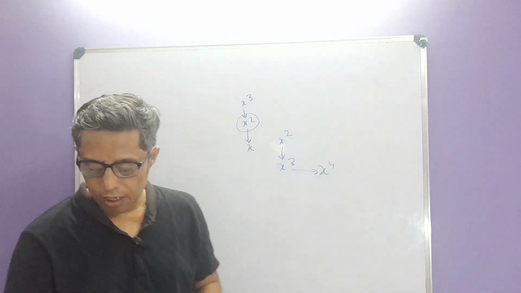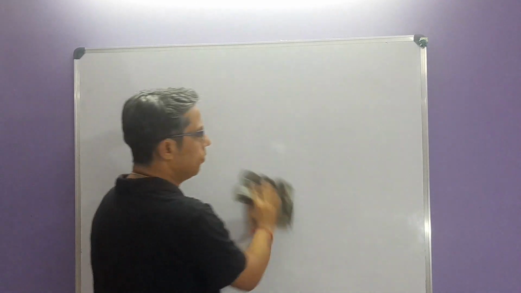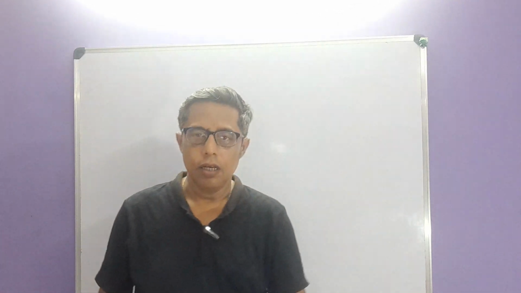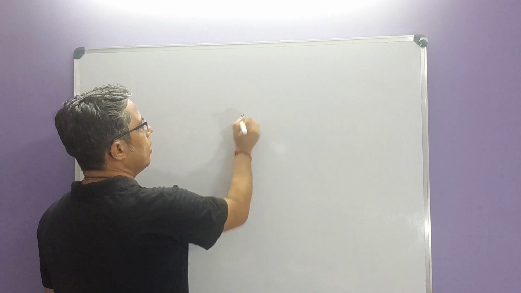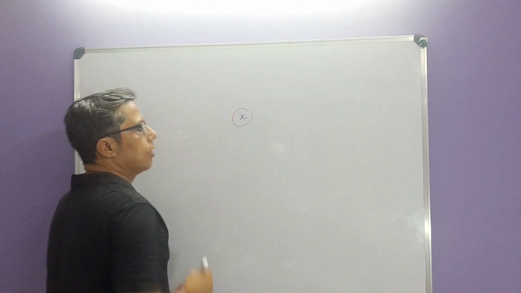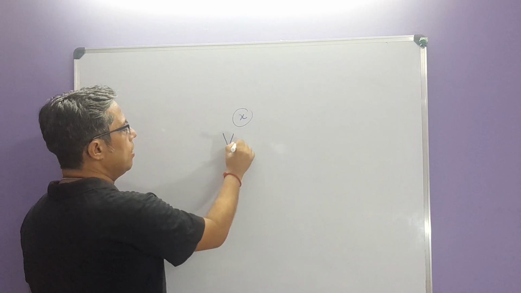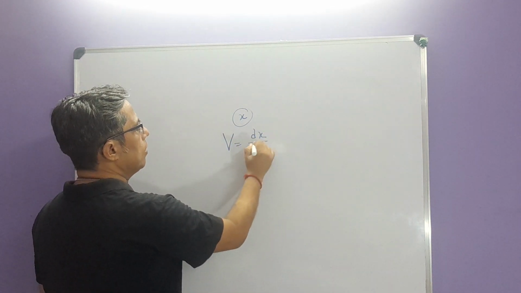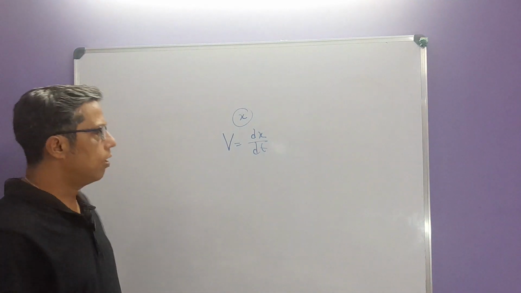Now, what are the applications of this part in physics? Let me show you. First, you are going to learn that x means the displacement. So what is the instantaneous velocity? V is equal to dx/dt, the instantaneous velocity. And what is the acceleration?